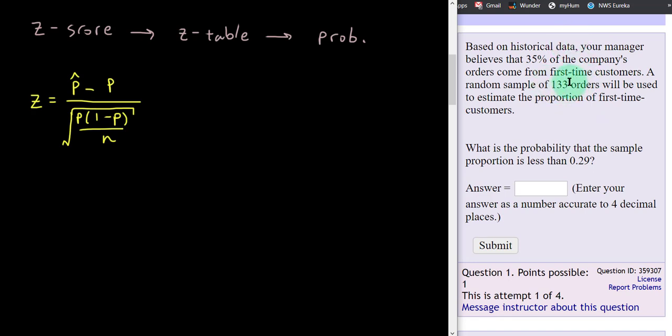Their sample size was 133. So that is our value for n. The historical percentage here, that's the prevailing knowledge for the proportion that would apply to the population. That would be for p. p is 0.35. What are we going to plug in for p hat, the sample proportion? Well, that is the sample proportion of interest in this question. That is 0.29.